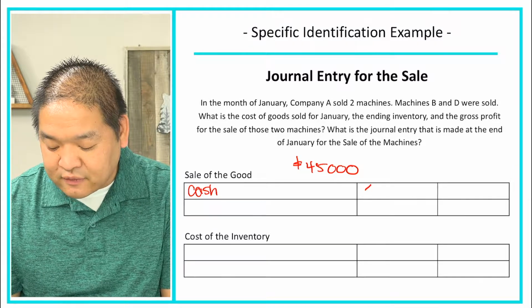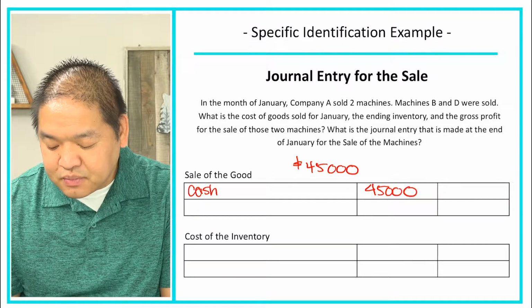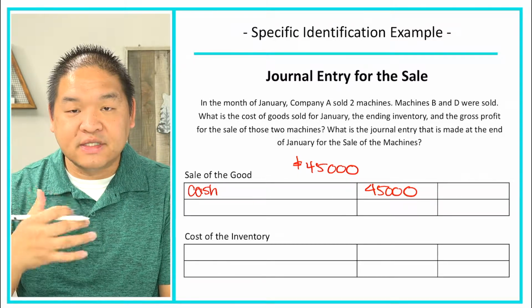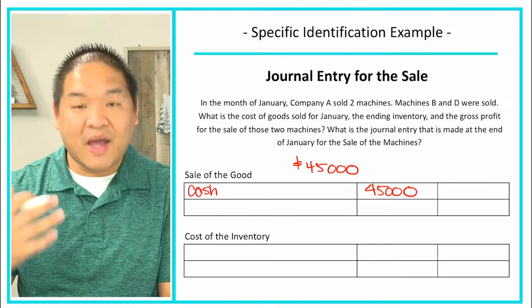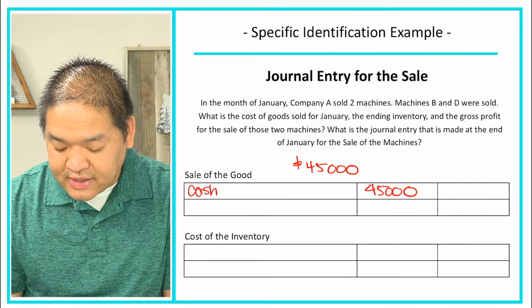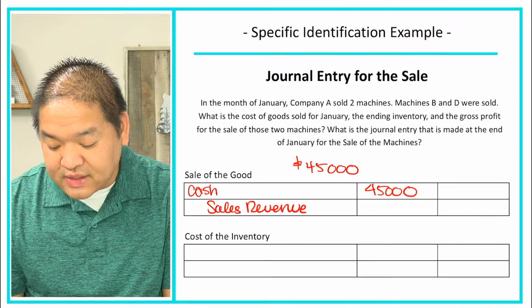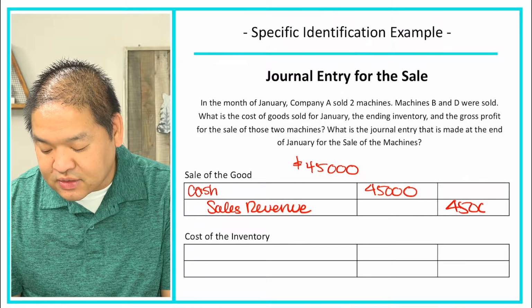So we're going to debit cash for $45,000. And then we're going to credit sales revenue because what gave us the $45,000? By making a sale. So credit sales revenue. And since revenue is increasing, we credit it. So that's also another reason.